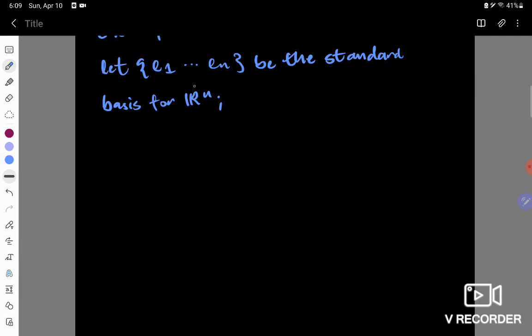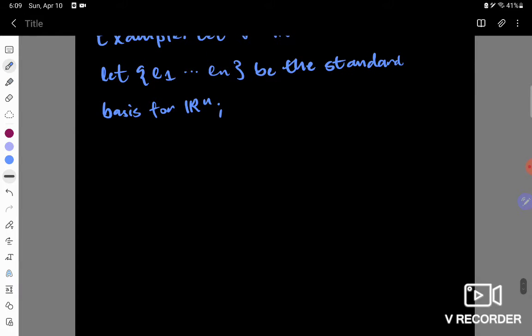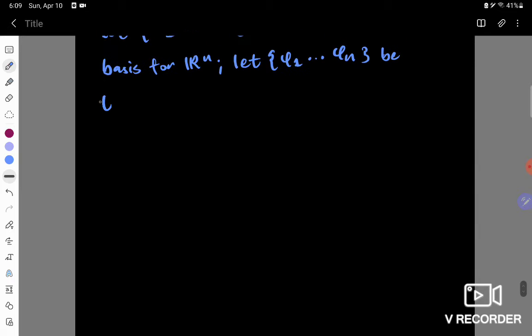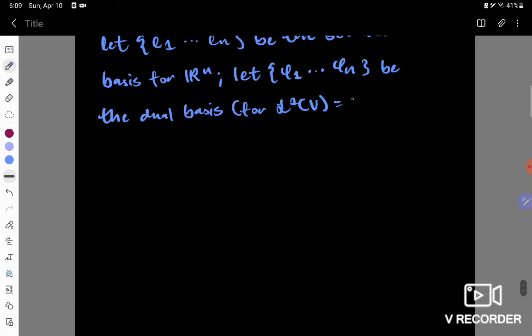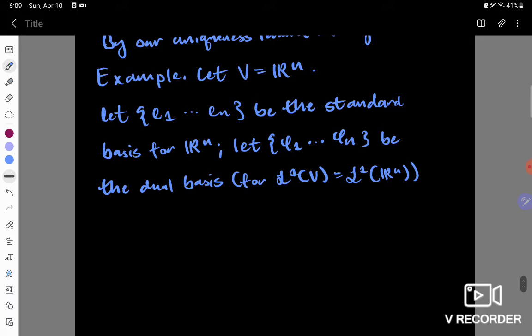And then we saw the construction of the dual basis, so L^1(V). We let phi_1 through phi_n, the corresponding dual basis, be the dual basis, in parentheses for L^1(V) equals L^1(R^n). All right, so we have n of these basis elements or basis functionals.